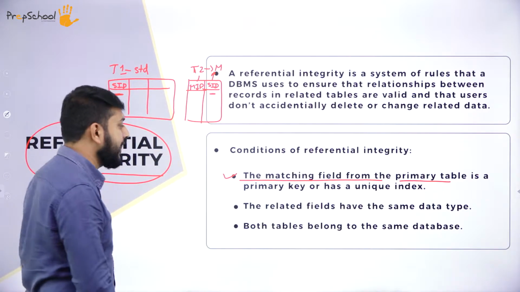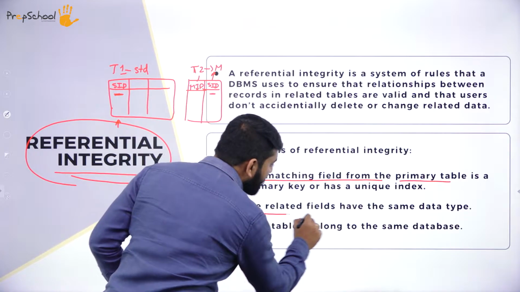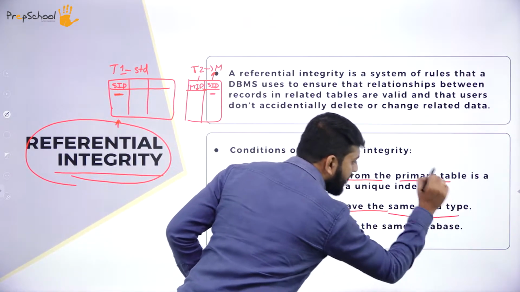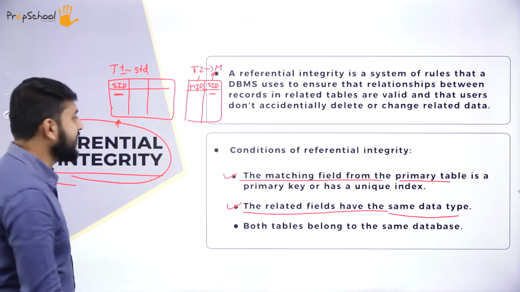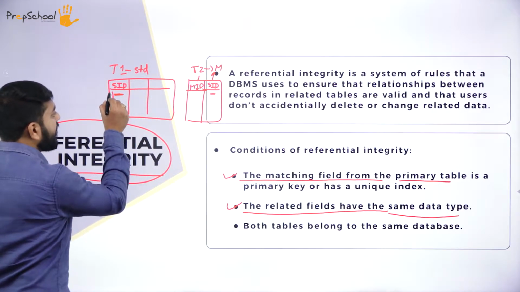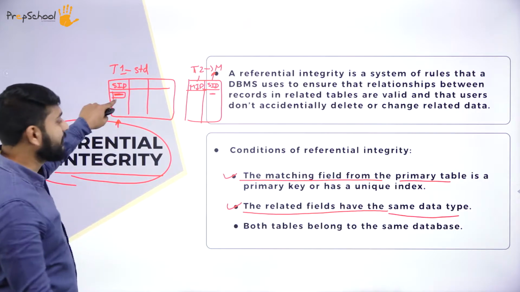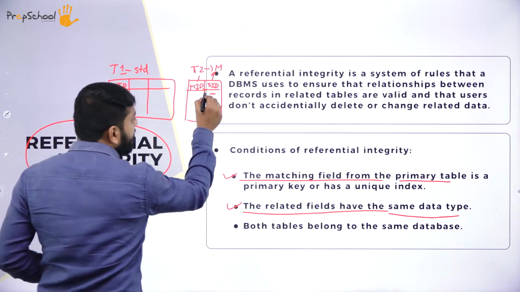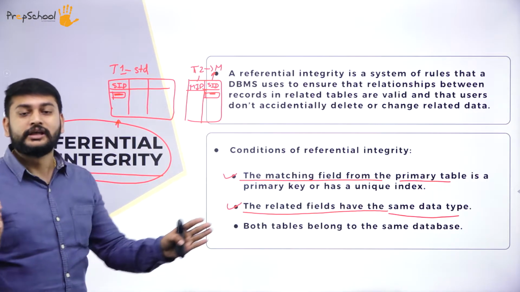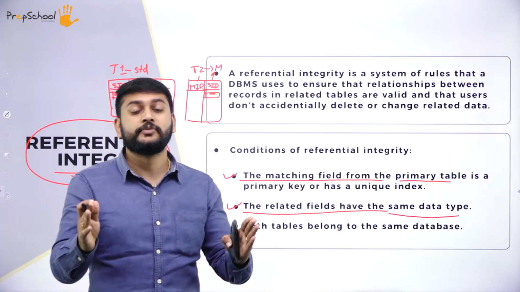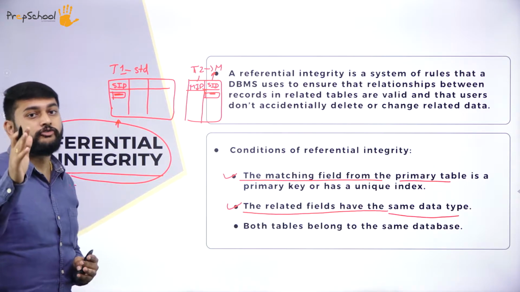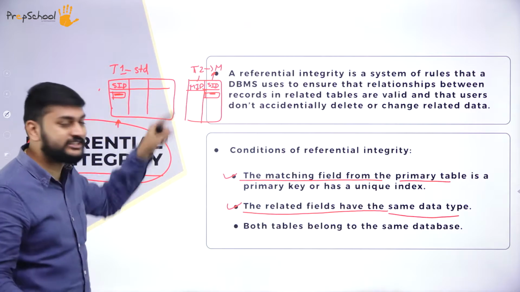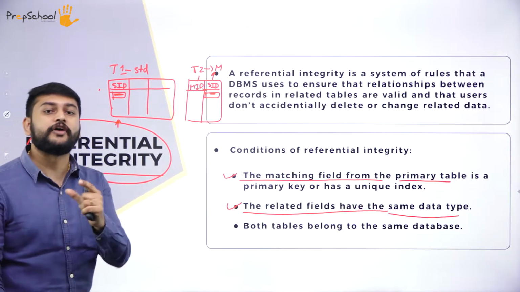So what is the second condition that I have? The related fields should have the same data type. What is the meaning of it? Whatever data type I have here, for example, if I have given char or varchar, the same thing I should give here also. The data type in the related fields should be the same. So the values should be the same and the data type in both fields should be the same. That is the second condition that you have to understand.